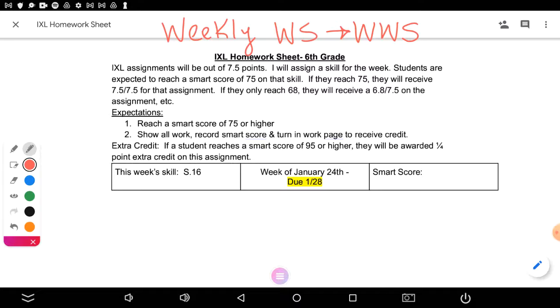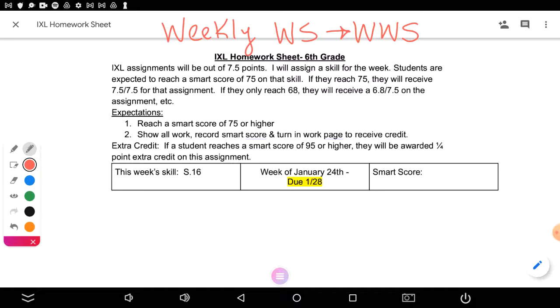Every weekly worksheet has the date that it's due on it, and it's highlighted. So if this one up on my Promethean board was the one in front of you, when is this one due? The 28th. When is yours due? The 7th, which is this Friday, okay? Weekly worksheets are always due on Friday.